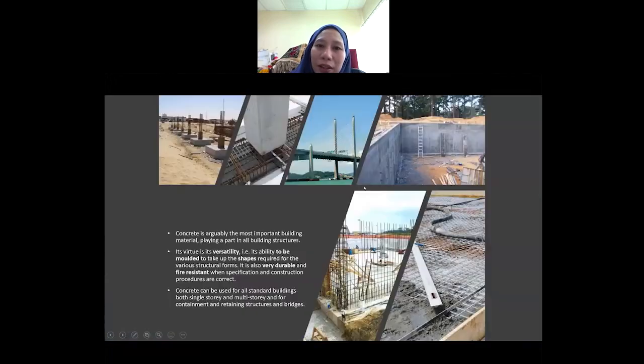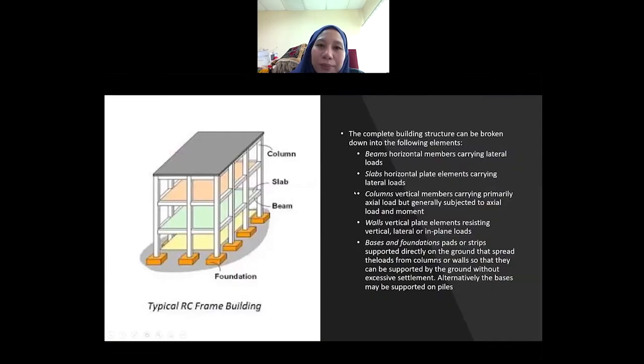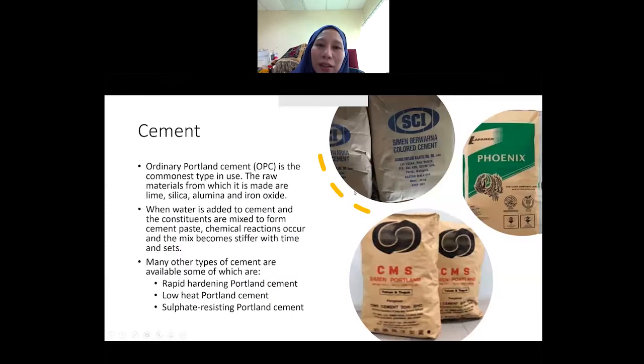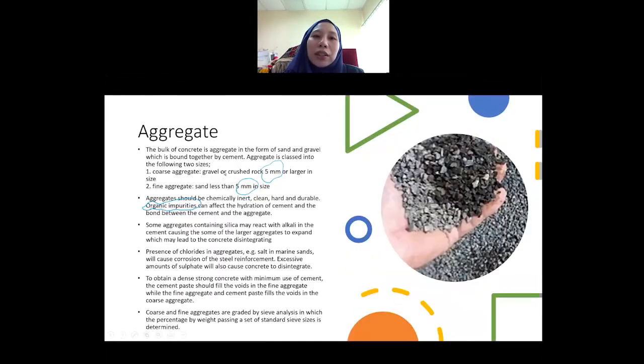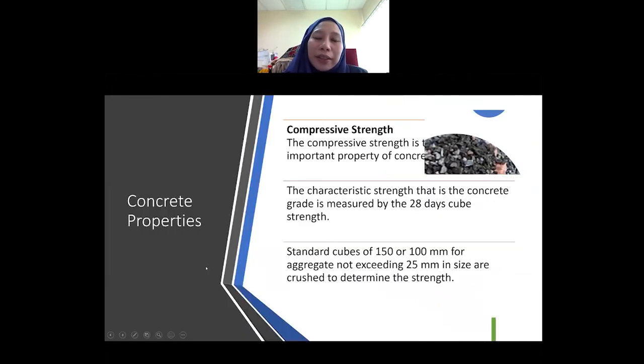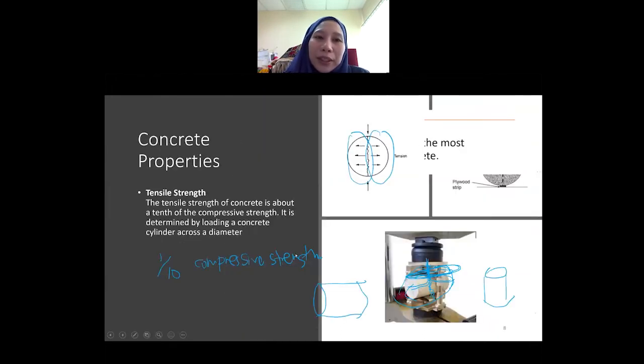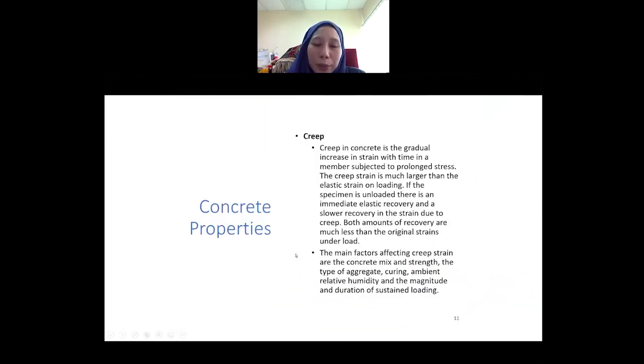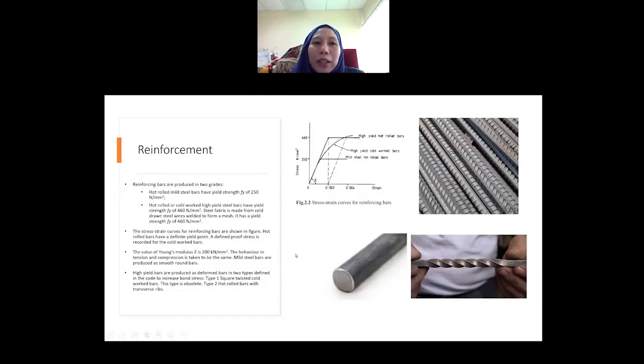Okay, and then, kita belajar juga the elements eh. What consists in a reinforced concrete structure: the aggregate, the cement, and the concrete properties. So, we have 5 concrete properties yang kita dah tahu.